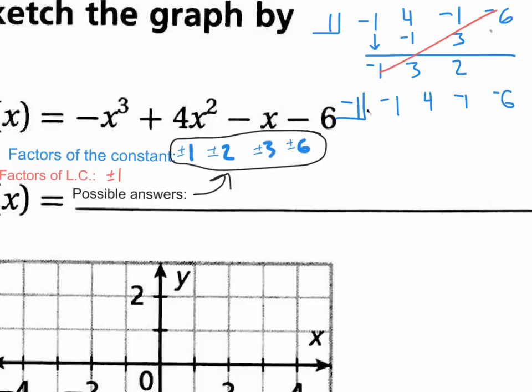negative 6. Once again, the 1 comes down. That's negative 1. Negative 1 times negative 1 is 1. 4 and 1 is 5. Negative 1 times 5 is negative 5. Negative 1 and negative 5, that's negative 6.